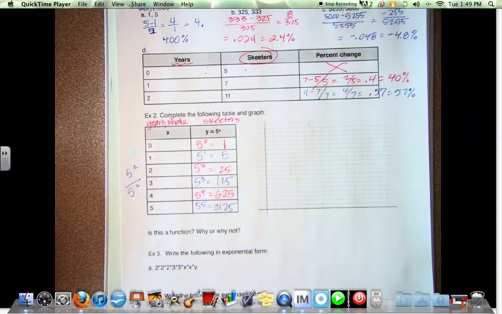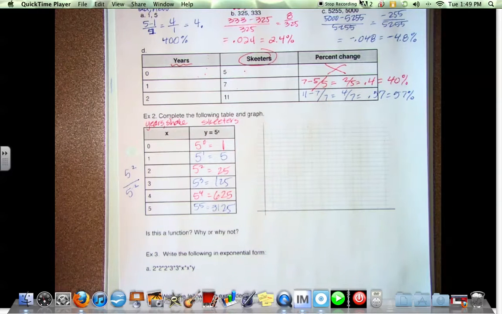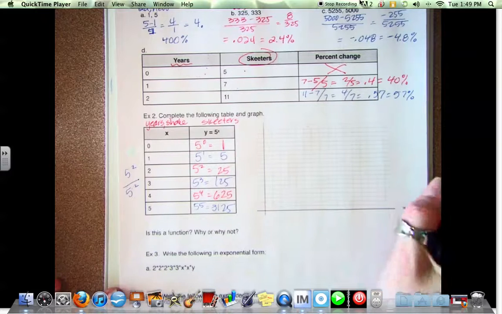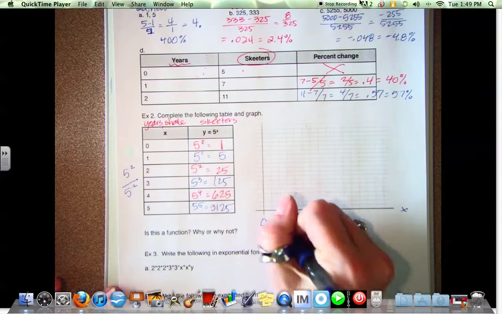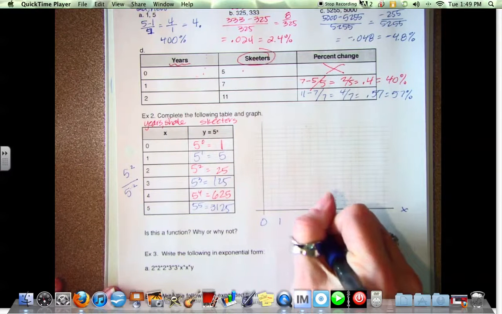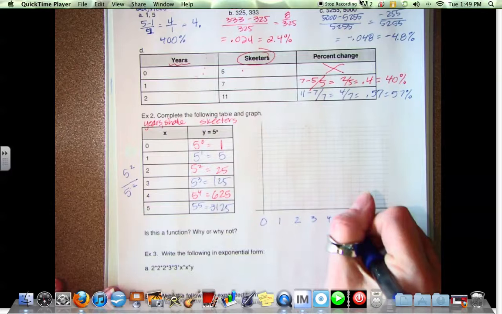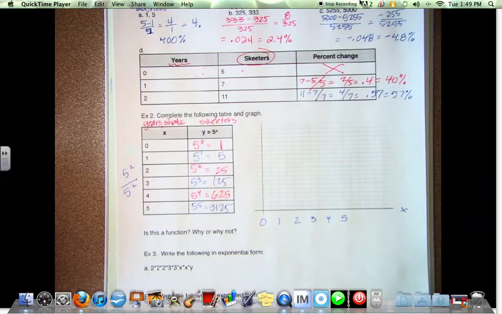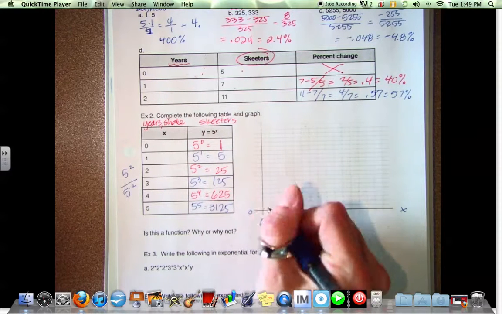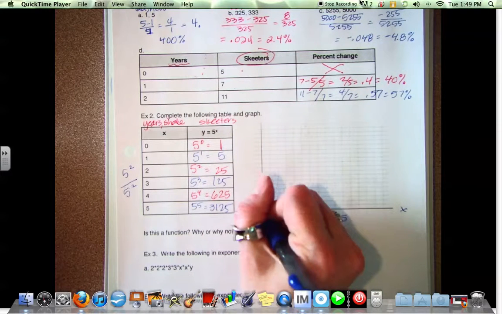All right, we need to go up to what value on the x-axis? 5. I'm going to skip every other line. And up to what on the y? 3,125. I don't really want to go to 3,000. So what's the next value? 625. So we can do increments of 50s.